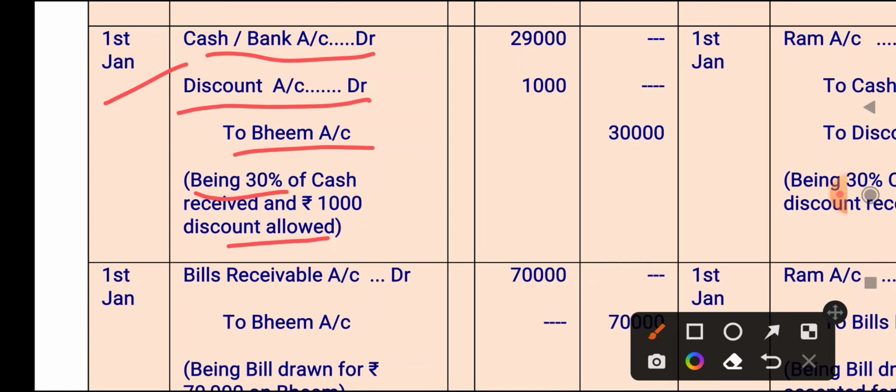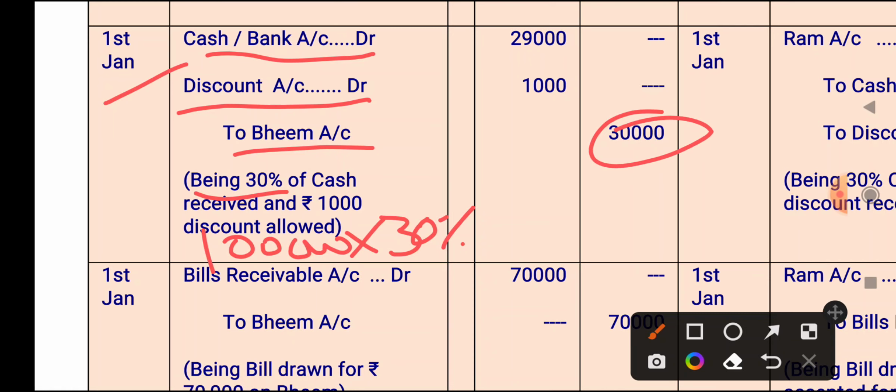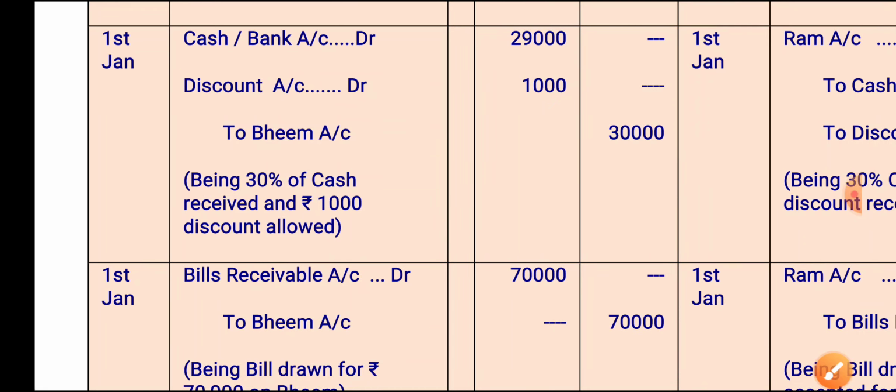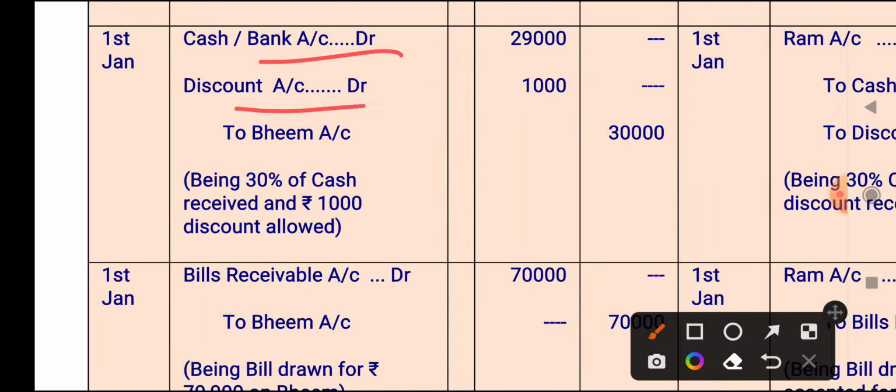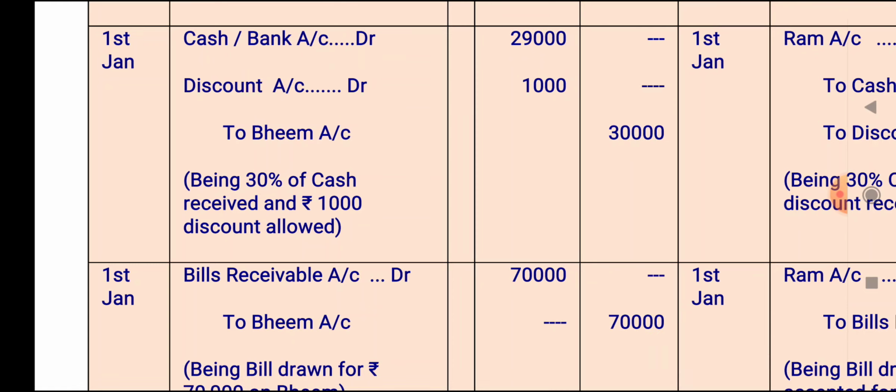So 1 lakh into 30%, as we already did the calculation, will be 30,000 credit, and discount given is 1000, so discount allowed 1000. Next, out of 30,000, if you deduct 1000, it will be 29,000 cash amount. I repeat, cash account debit, discount account debit to Beam account for cash received and discount allowed. This is the general entry.